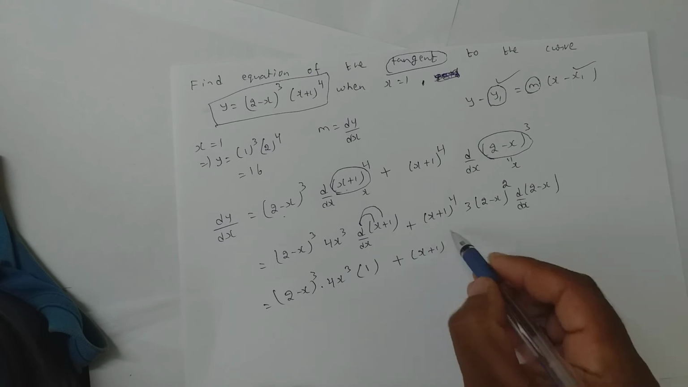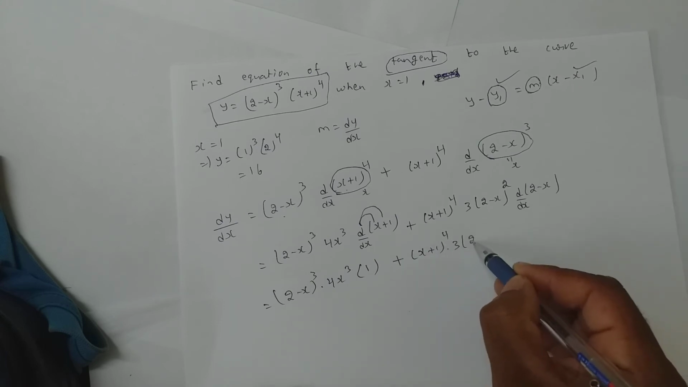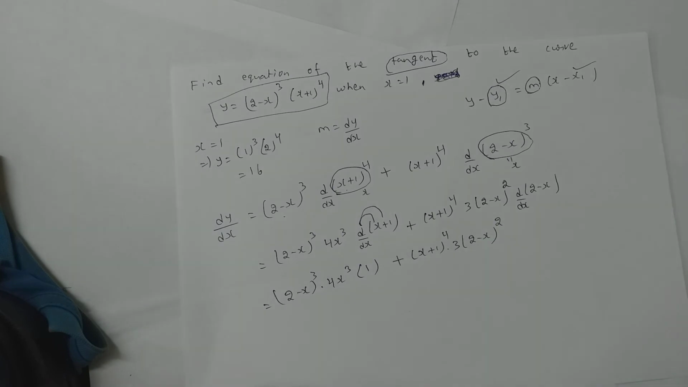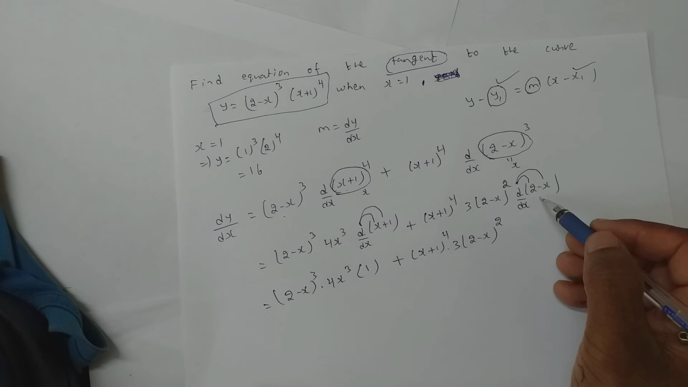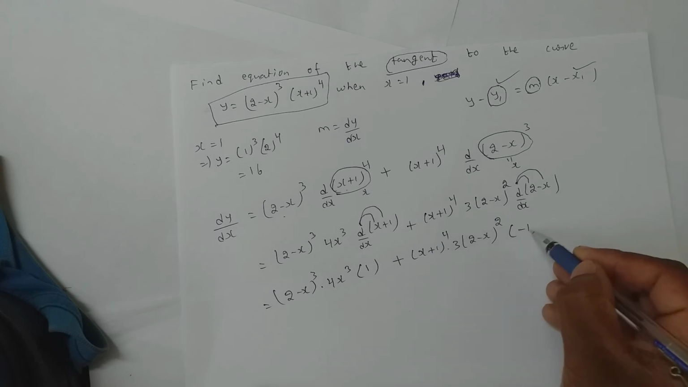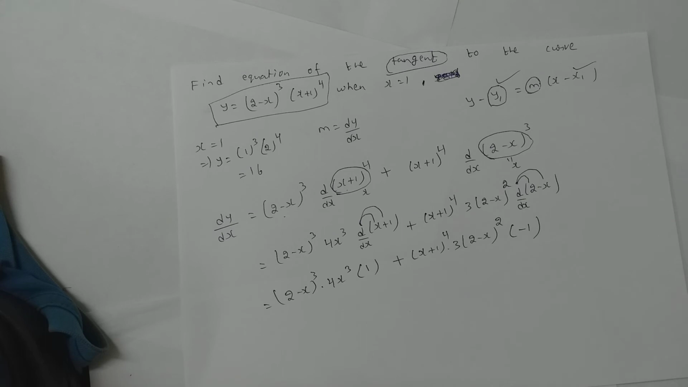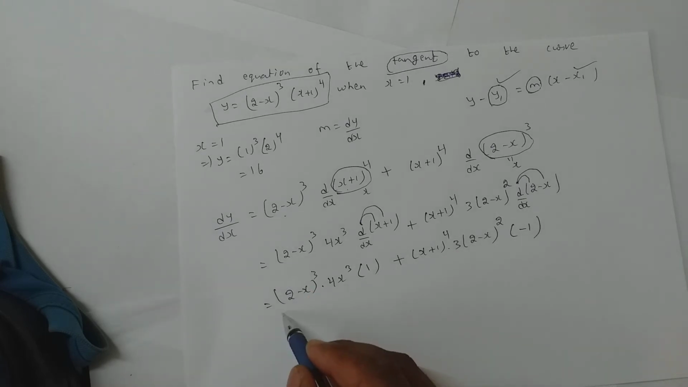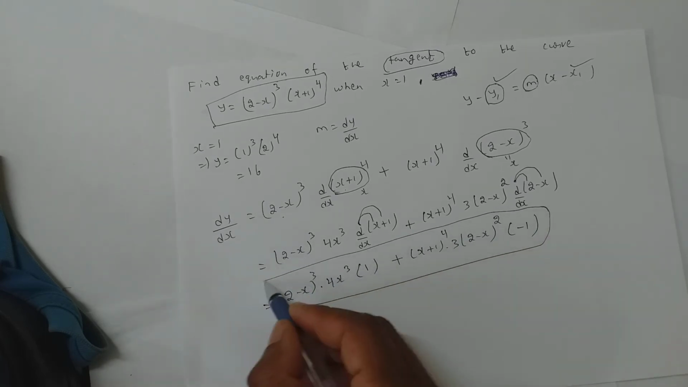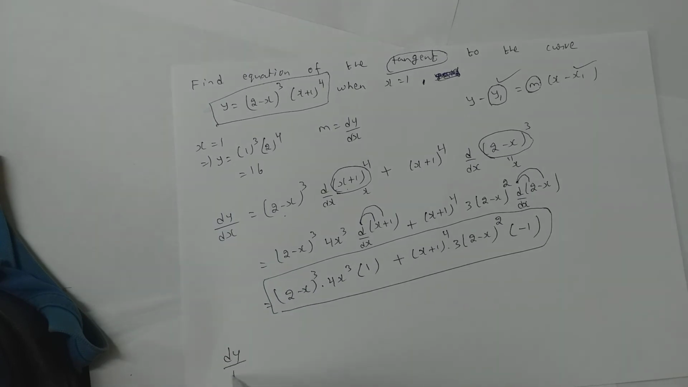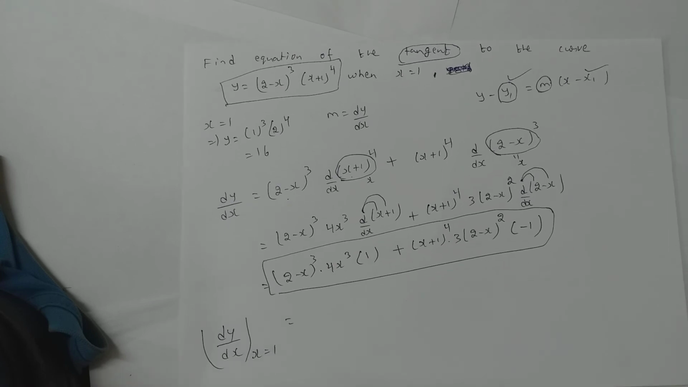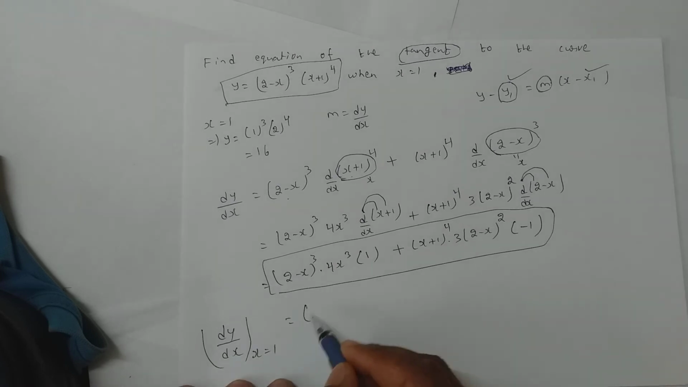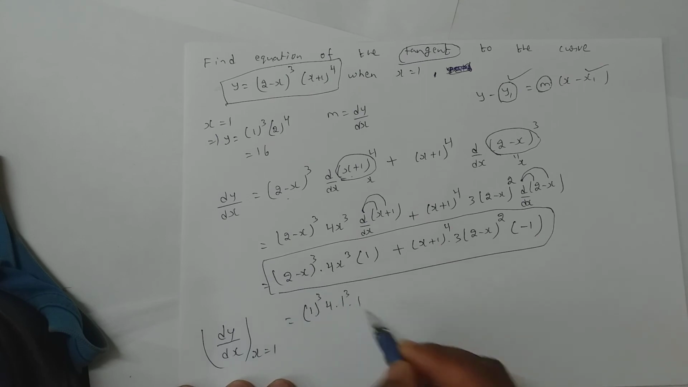Plus (x plus 1) power 4 into 3 into (2 minus x) whole square. This I apply to 2 and also to minus x. When I apply to 2, I get 0. When I apply to minus x, I get minus 1. Clear? I will not waste my time simplifying all this, because I want the slope when x value is 1. So I directly replace x by 1. So 2 minus 1 is 1, 1 cube. 4 into 1 cube into 1.